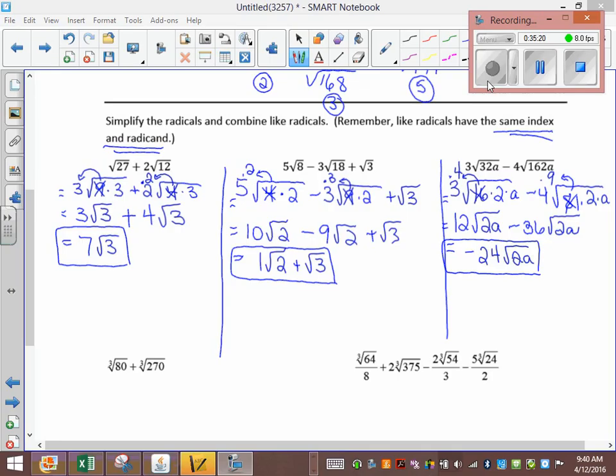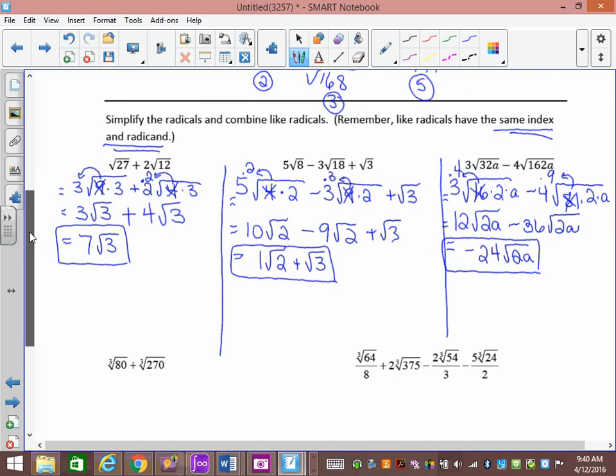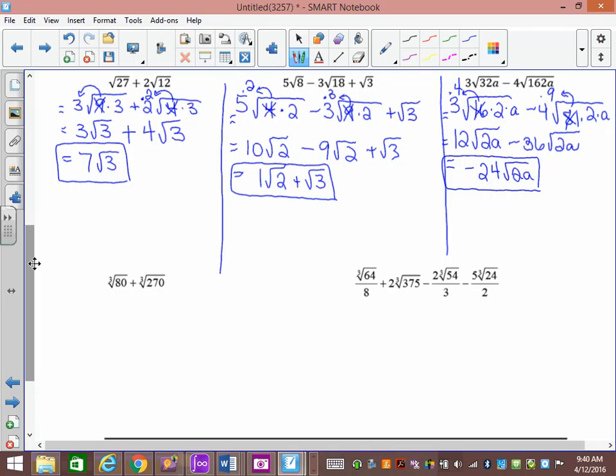That's a 2, even though it does not look like a 2. What's the catch on the next one? This is root 2a. What's the catch on the next one?